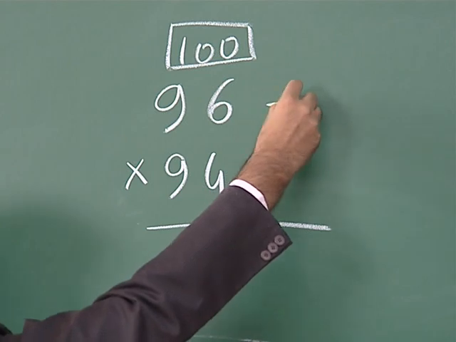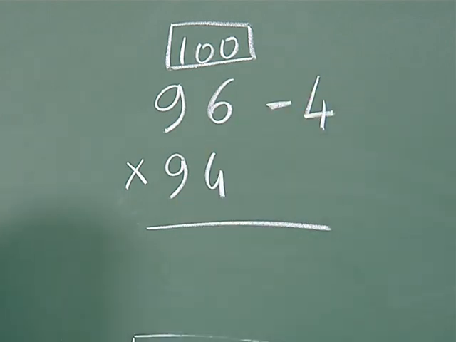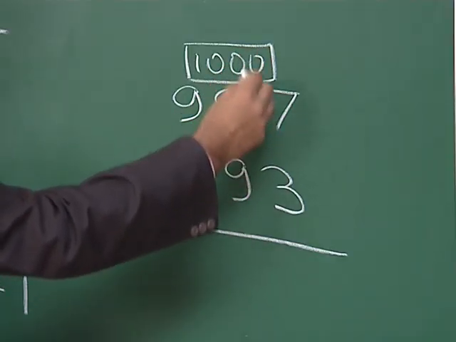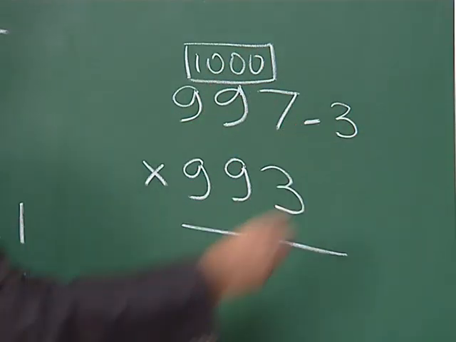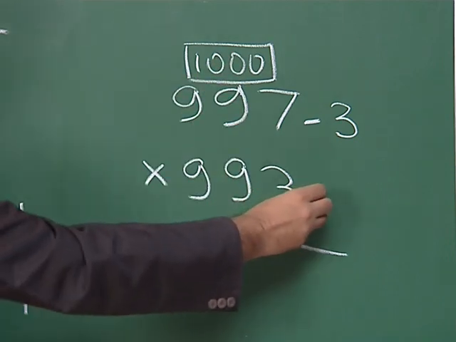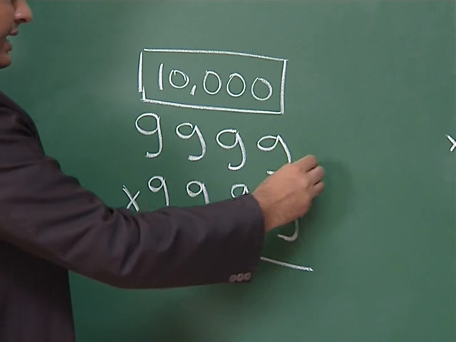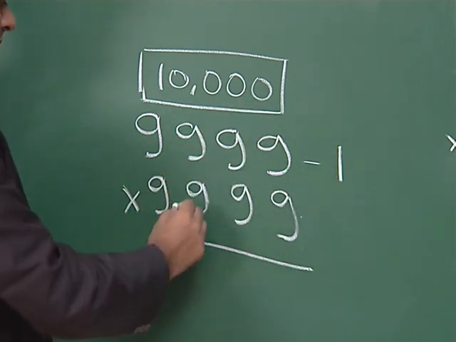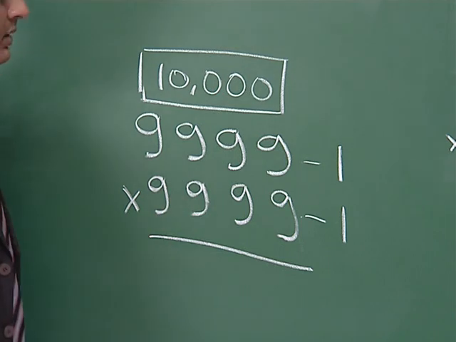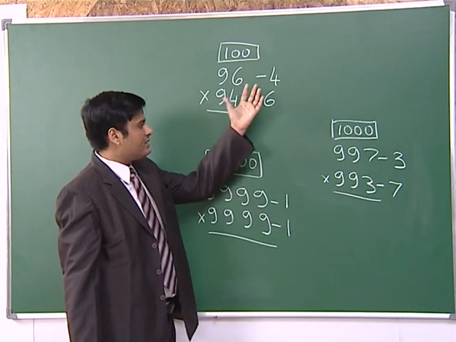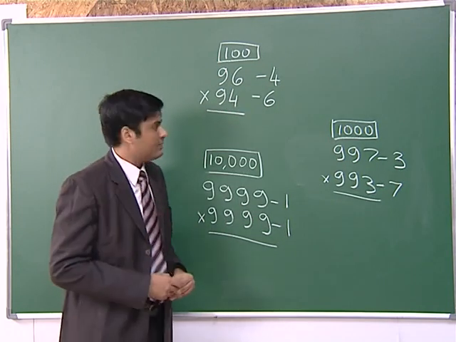100 minus 96 is 4 and 100 minus 94 is 6. So my difference is 4 and 6. Here 1000 minus 997 gives me 3 and 1000 minus 993 gives me 7. We have found the base, we have found the difference. And here 10,000 minus 9999 is 1. Again 10,000 minus 9999 is 1. So I have found the base and I have found the difference.